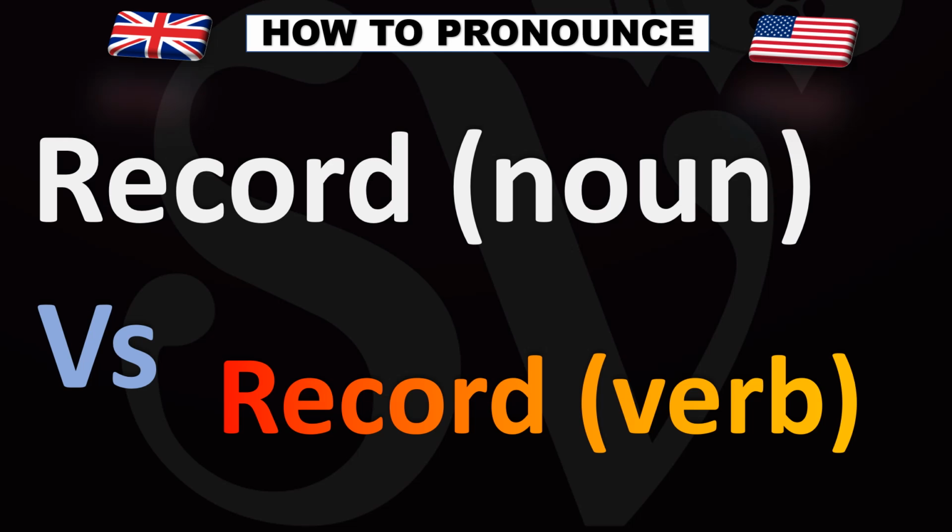So let's recapitulate. The top word is record, a stress on the first syllable. The noun. As a verb, it's said as record, with a stress on the second syllable. Can you hear the difference? Record or record. And now you know.